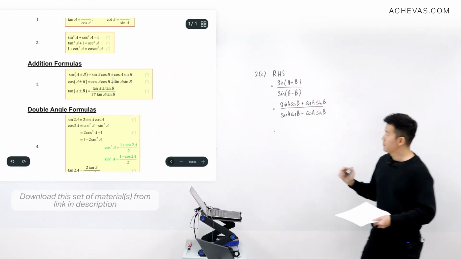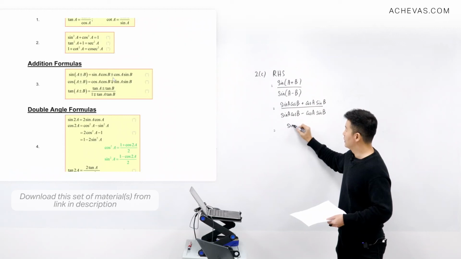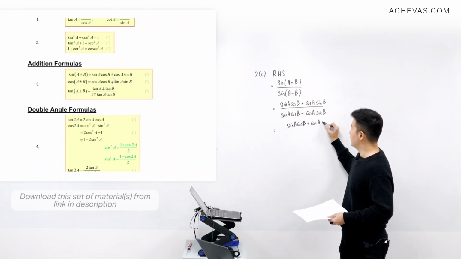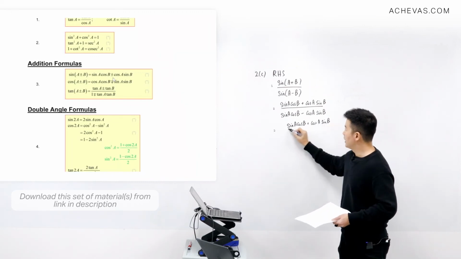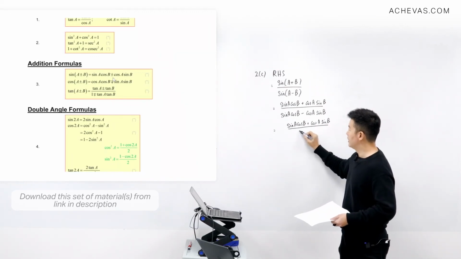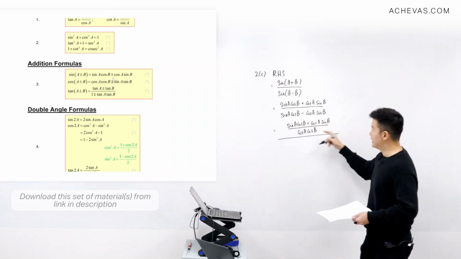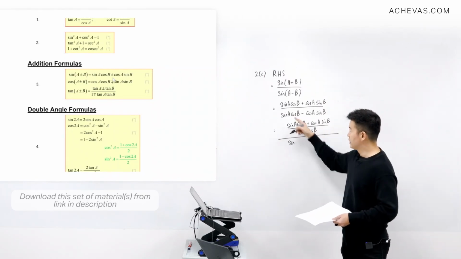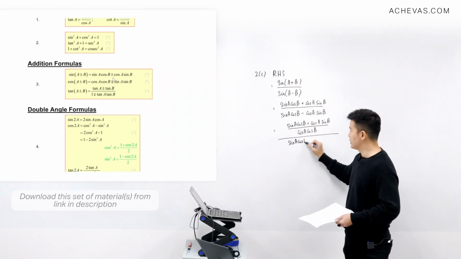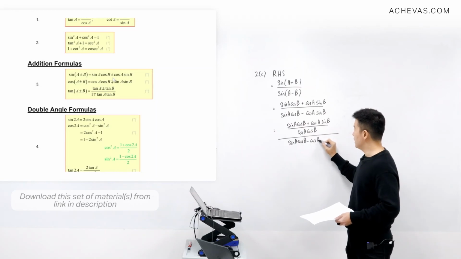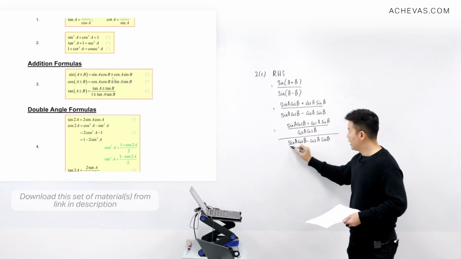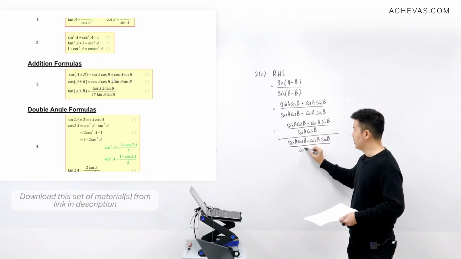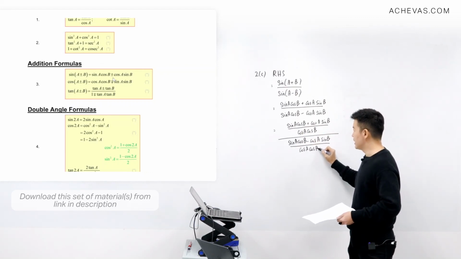So for the numerator, sine A cosine B plus cosine A sine B, I'm going to divide this by cosine A cosine B. Since I did this in the numerator, I'm going to do the same thing for the denominator. So for the denominator, we have this minus cosine A sine B. I will also divide it by cosine A cosine B.